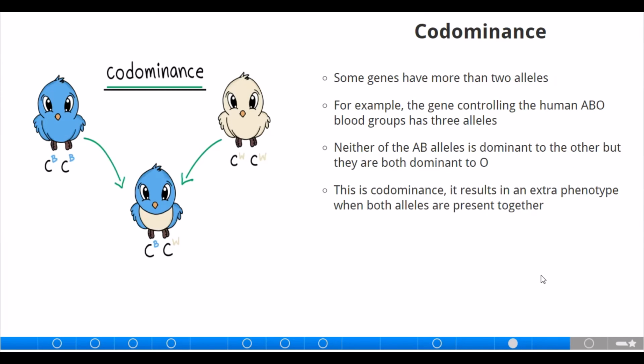Codominance. Some genes have more than two alleles. For example, the gene controlling the human ABO blood groups has three alleles. Neither of the A and B alleles is dominant to the other, but they are both dominant to O. This is codominance. It results in an extra phenotype when both alleles are present together. An illustration is shown on this duck here. We have a blue duck and then a white duck, and we can see the observable trait of the two parent ducks on the offspring.